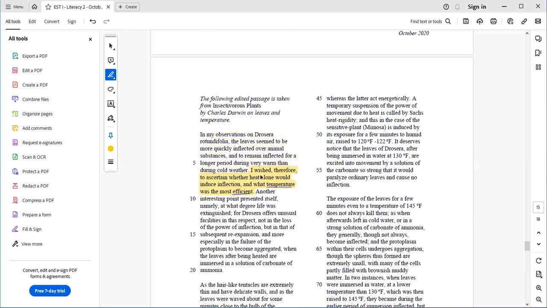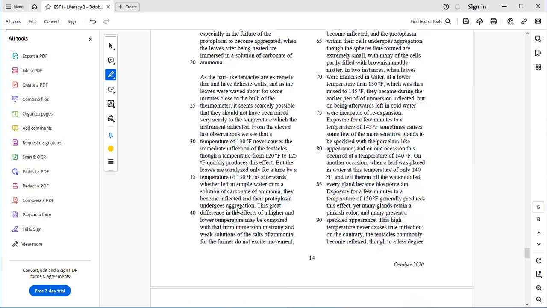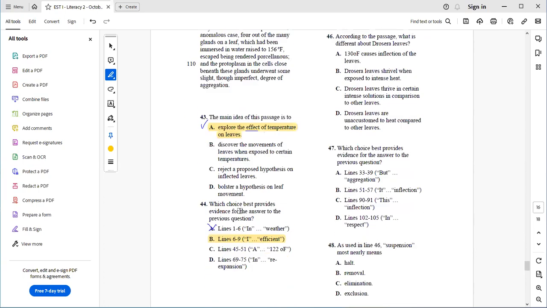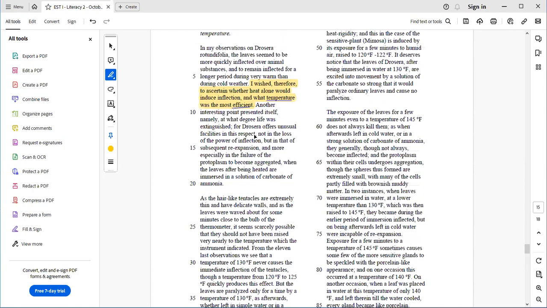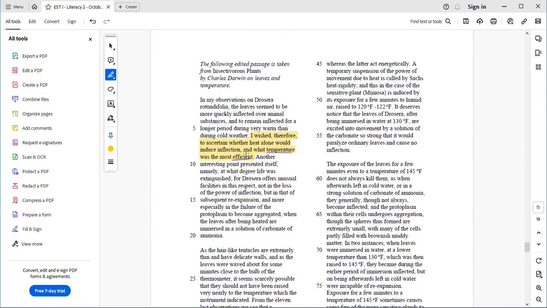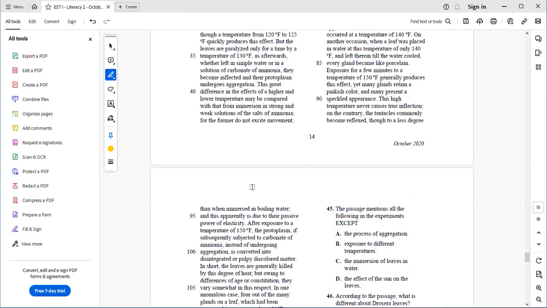He said, I wished, therefore, to ascertain whether heat alone would induce inflection and what temperature was the most efficient. So now he wants to explore. He wants to ascertain that heat alone would induce inflection and what temperature was the most efficient. So if you go there, you find explore the effect of temperature on leaves. He said that he wants to find which temperature is the most efficient, so he wants to explore. How do you know it's the leaves? Because we now complete the sentence, and he talks about the leaves. So maybe it matches with A.